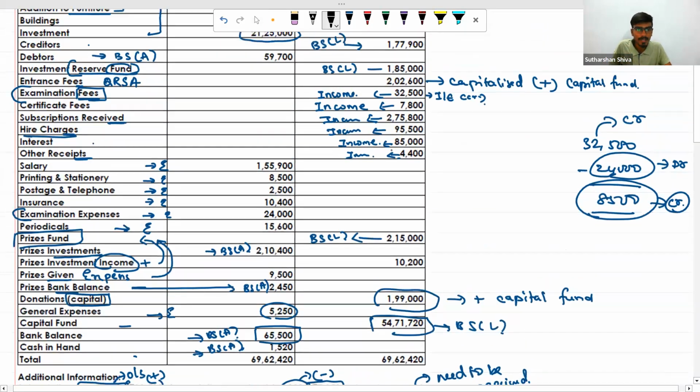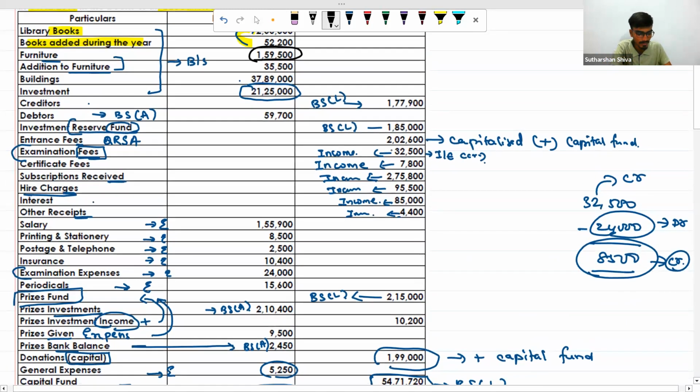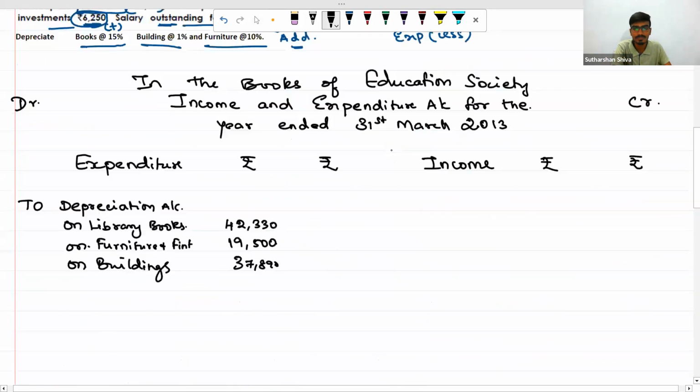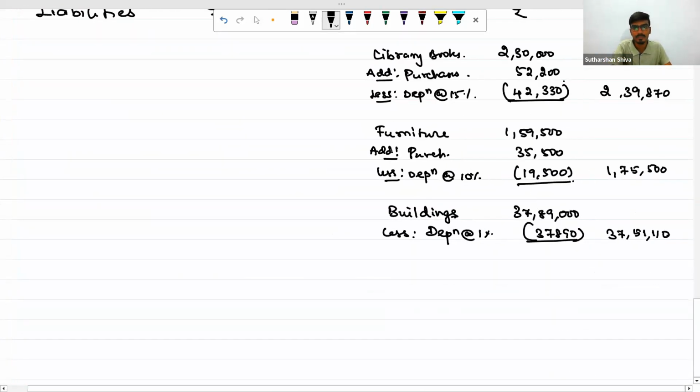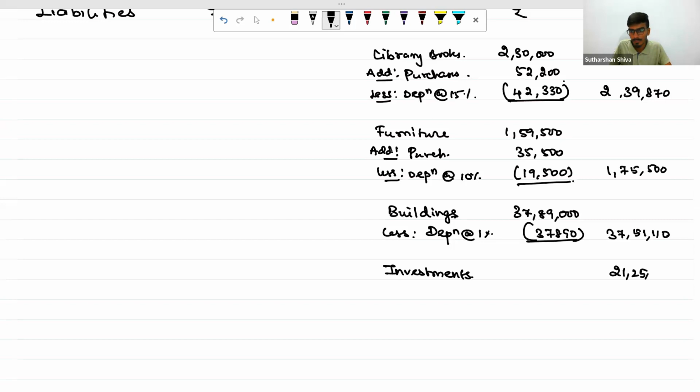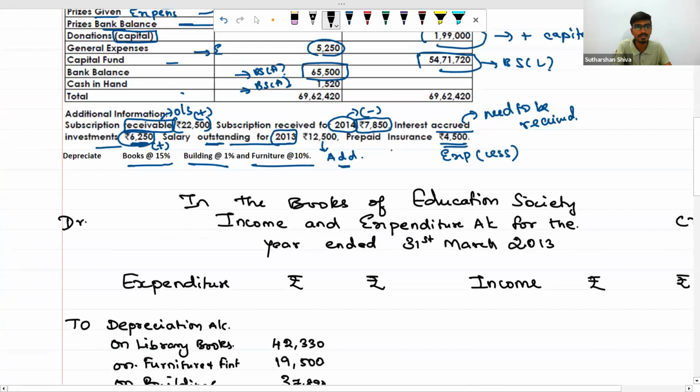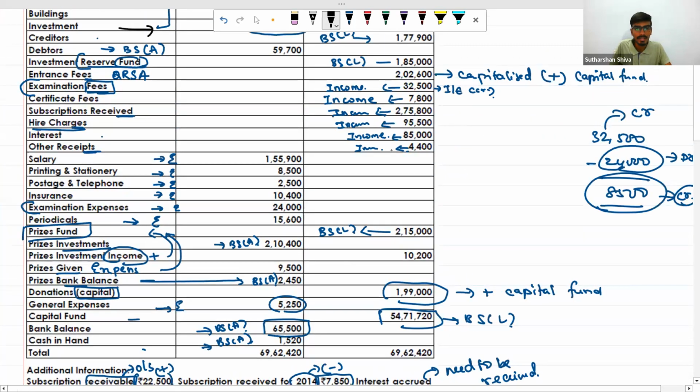Then we'll go for investments. What is the investment value they have given? 21,25,000. We will simply write it down, investments. What is the value? 21,25,000. Okay.